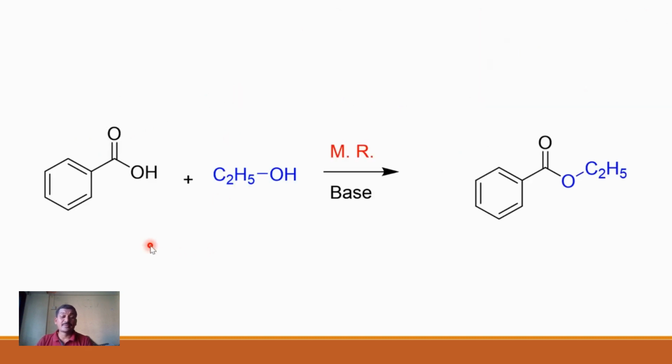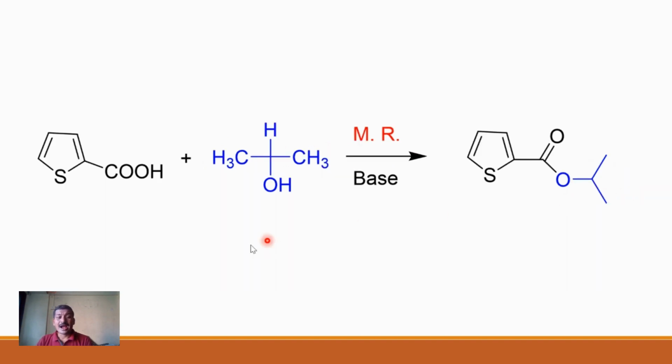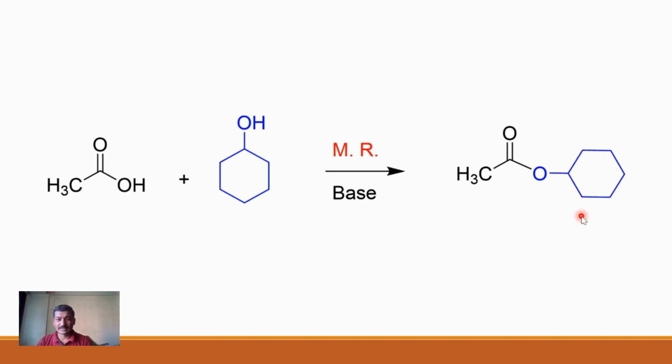Here are some simple examples of the Mukaiyama esterification reaction. When you condense benzoic acid with ethanol in the presence of Mukaiyama reagent and base, you will get ethyl benzoate. Another example is thiophene-2-carboxylic acid and isopropyl alcohol in the presence of Mukaiyama reagent and base, and you will get the corresponding ester.